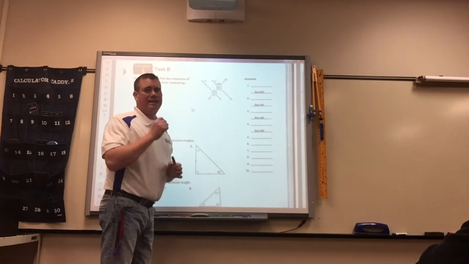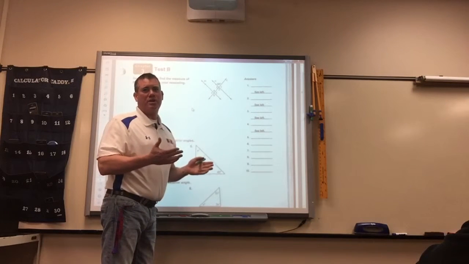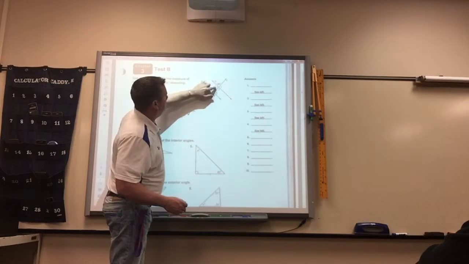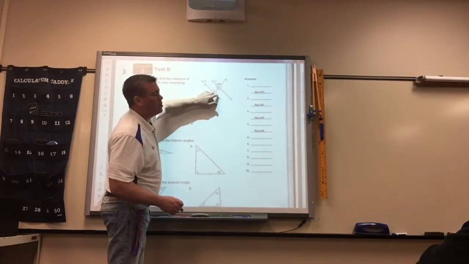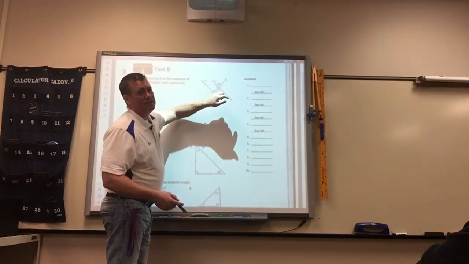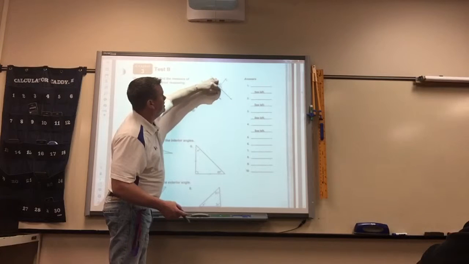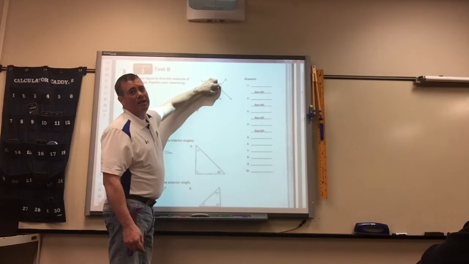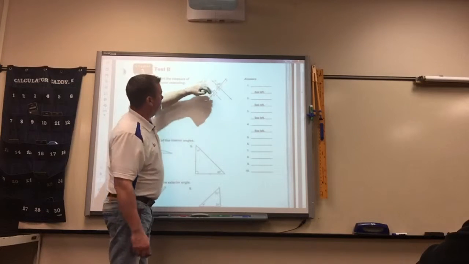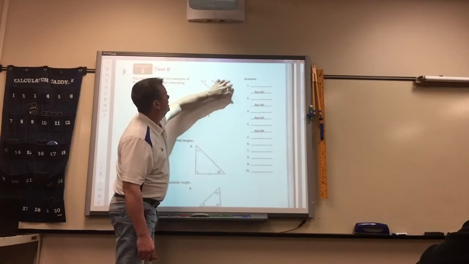Also, alternate interior, it's just what it sounds like. Interior are the angles that are inside, and they alternate sides. 3 and 5 are equal, 2 and 4 are equal. Same side interior are on the same side. They're not equal. They add up to 180. And then alternate exterior is just what it sounds like. The exterior angles are 7 and 6 and 1 and 8.